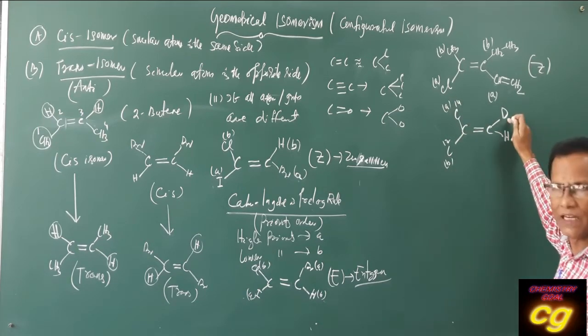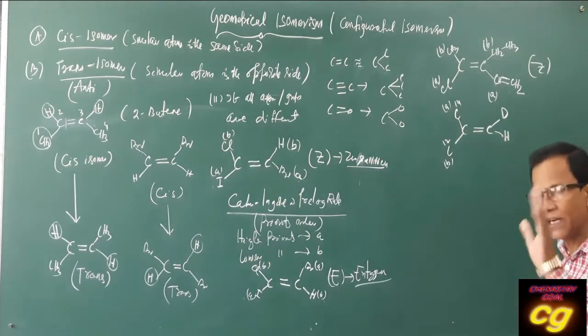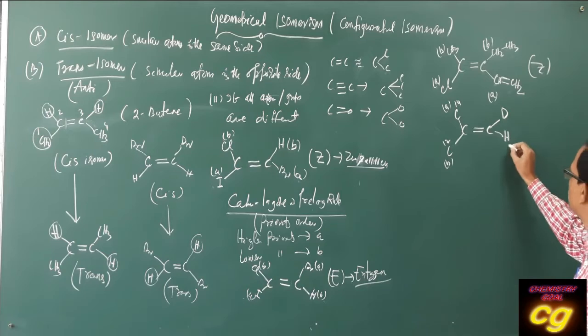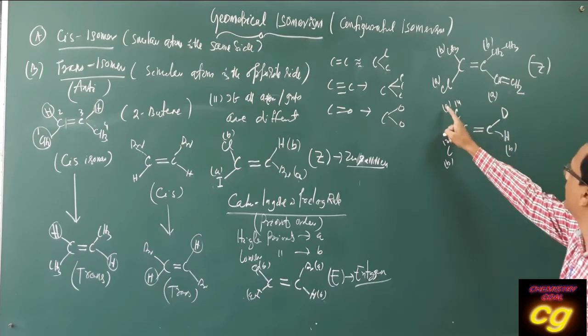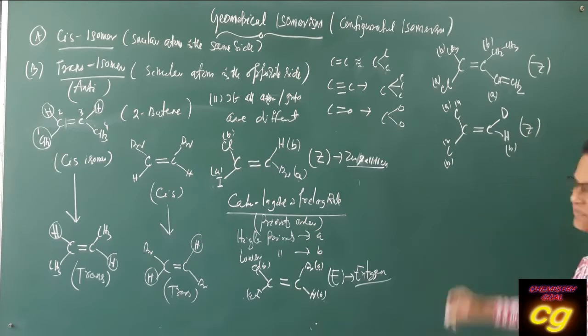Here D, H are isotopes. When you use isotopes, then the greater atomic mass will be considered as A. Here D will be A, H will be B. Here A on one side, B on the other, that is your Z. Like this we can give.